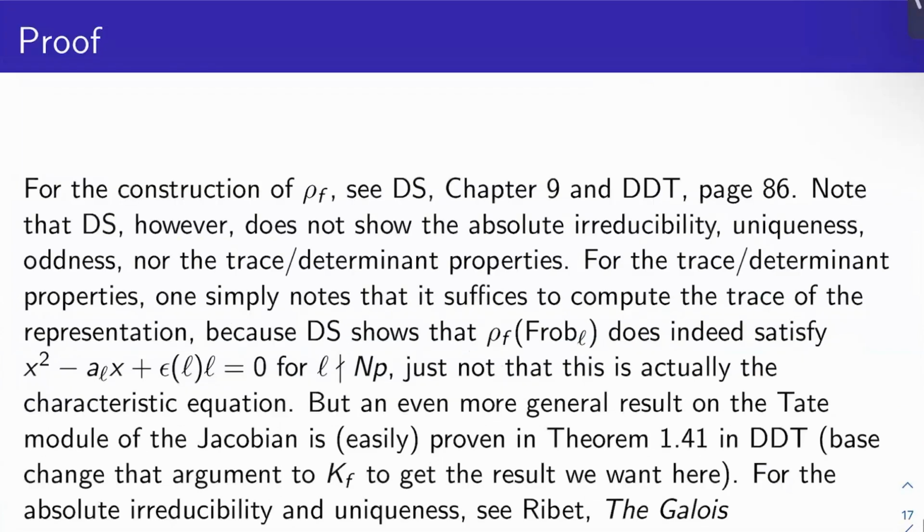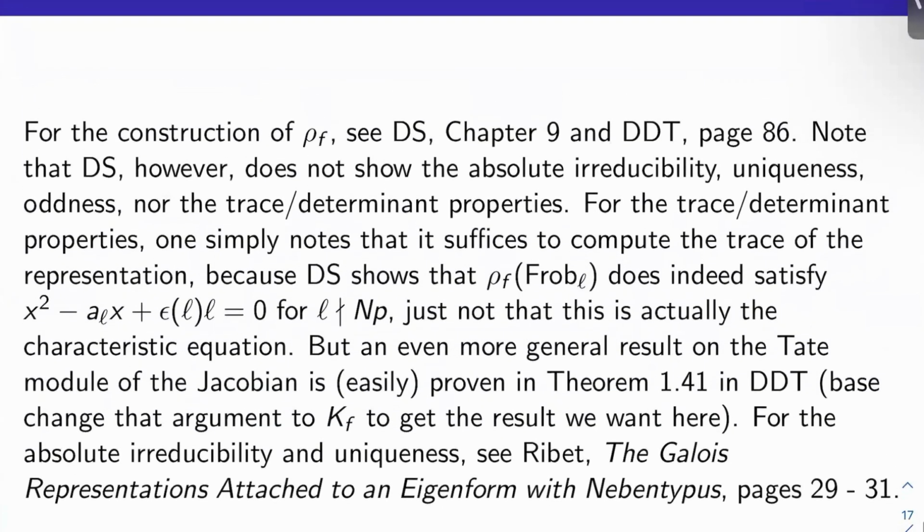Okay, so for the proof of the construction of rho_f, I would start with Diamond and Shurman chapter 9. You can also consult the Diamond-Darmon-Taylor notes, page 86. Now, DS does not tackle a lot of it. It really just gives you the construction. It doesn't show a lot of the hard properties.